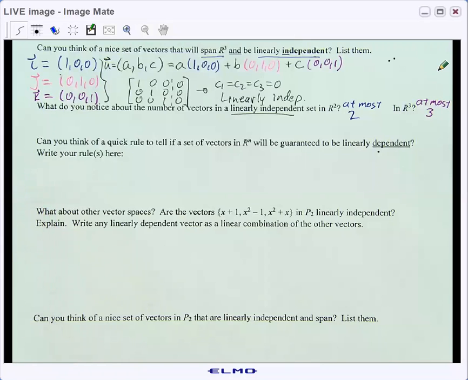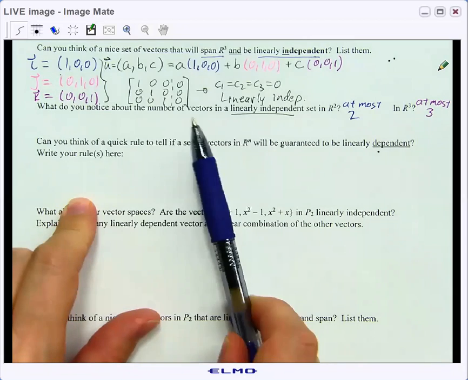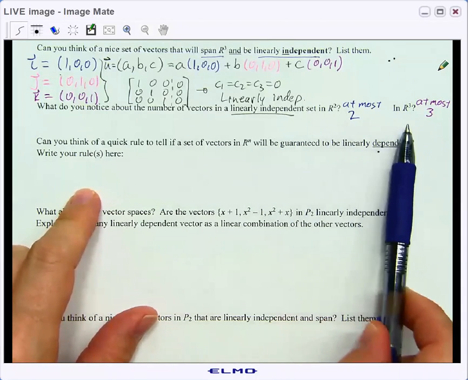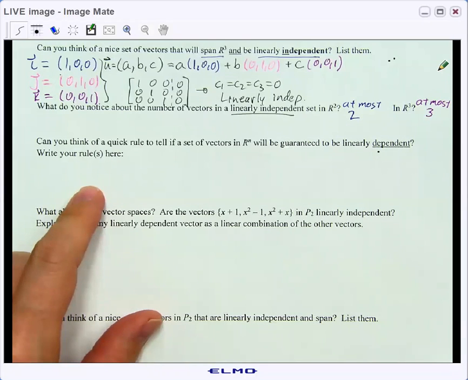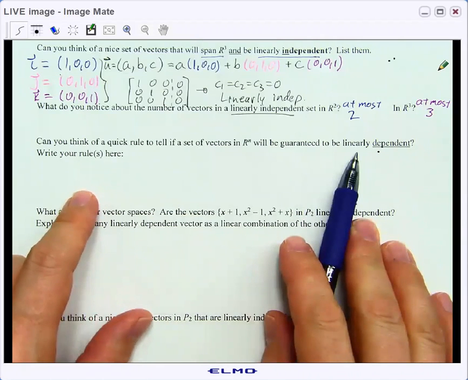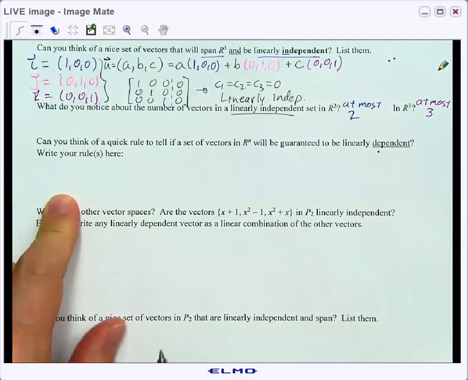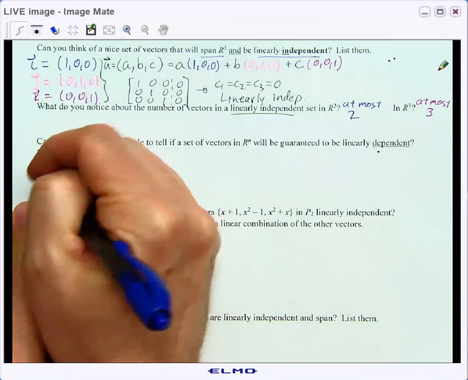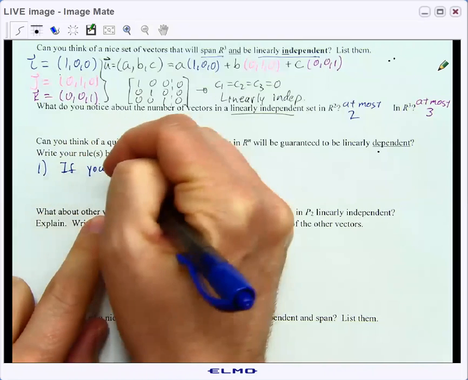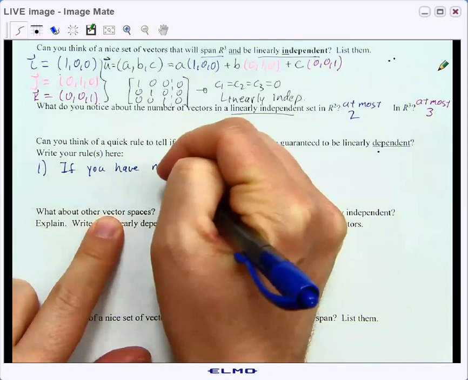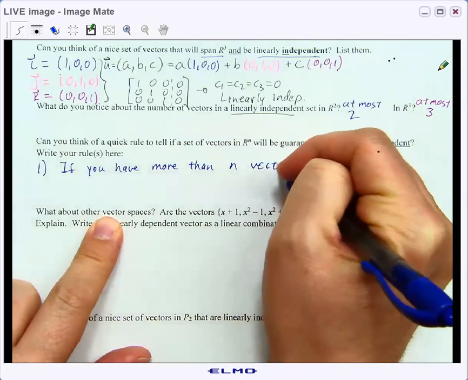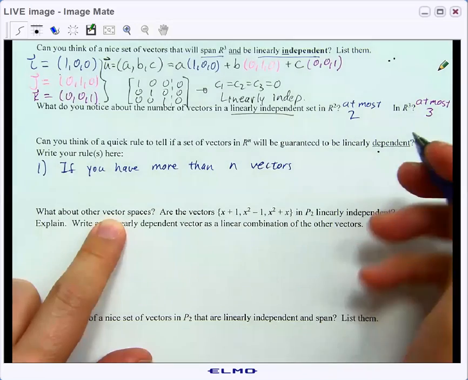Okay, so for part three here, we left off talking about linearly independent vectors: at most two vectors in R2 and at most two vectors in R3. Did you think of a way to tell whether your set of vectors is linearly dependent in Rn? Hopefully you came up with the following two rules. Rule one: if you have more than n vectors, it will be linearly dependent.